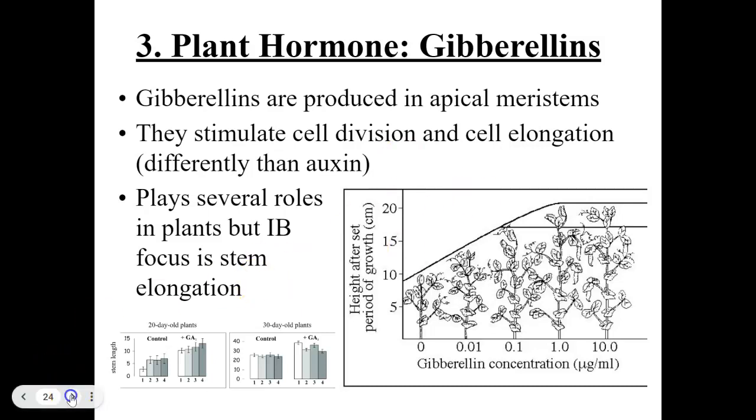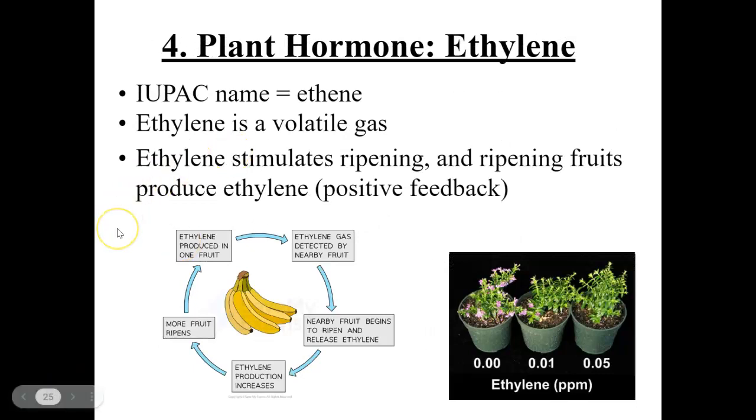Some food for thought. The next hormone we'll talk about is ethylene. Ethylene is a gas. It's a volatile gas, which means it easily vaporizes. And it does have a different name in chemistry. Chemists are going to call it ethene. Biologists are typically going to call it ethylene. It does say in the IB standard that you need to know both terms. So be prepared to recognize both these terms, ethylene and ethene.